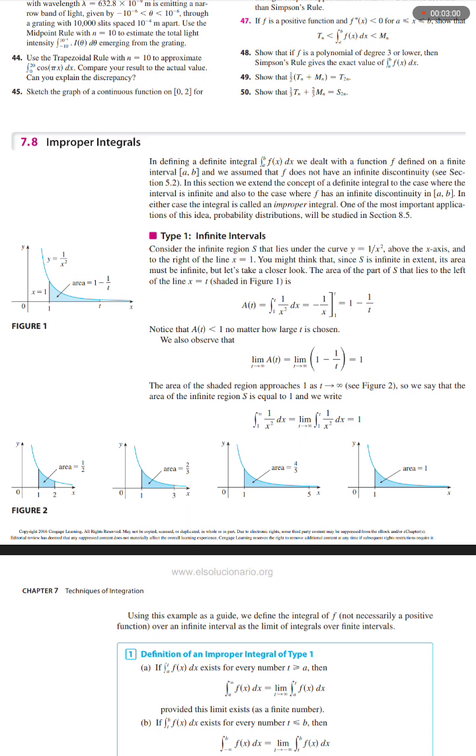We observe that the limit as t approaches infinity of A of t equals the limit as t approaches infinity of (1 minus 1 over t), and that equals 1. The area of the shaded region approaches 1 as t approaches infinity. See figure 2. So we say that the area of the infinite region S is equal to 1, and we write the integral from 1 to infinity of 1 over x squared dx equals the limit as t approaches infinity of the integral from 1 to t of 1 over x squared dx, equals 1.